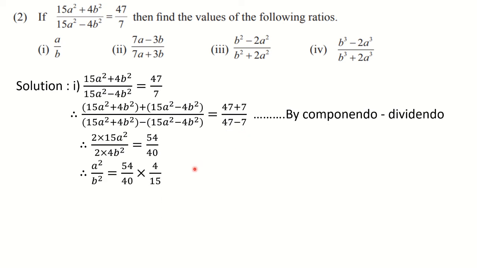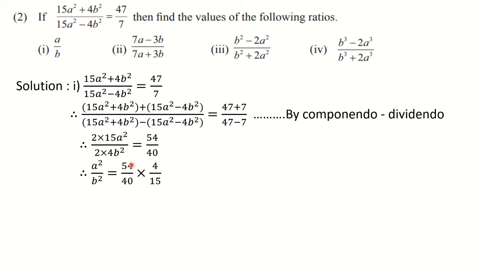So here we can write a square upon b square as 54 upon 40 into 4 upon 15. See, this 15 upon 4 we have shifted to the right hand side, so exactly the opposite number we are writing. This 4 in division went into multiplication and 15 in multiplication went into division. So when we simplify it, see, 4 tens are 40, so you can write down 10 here.